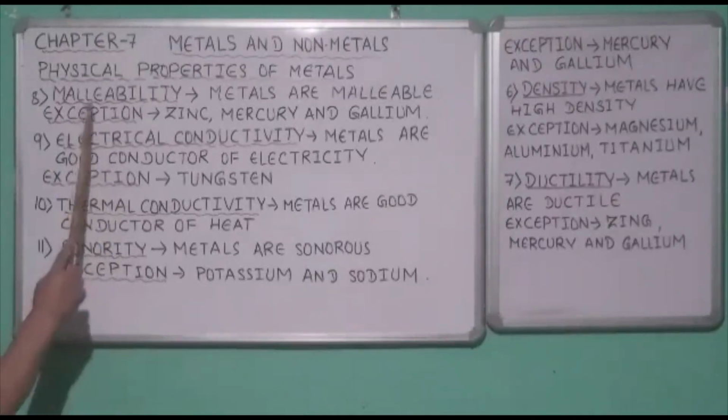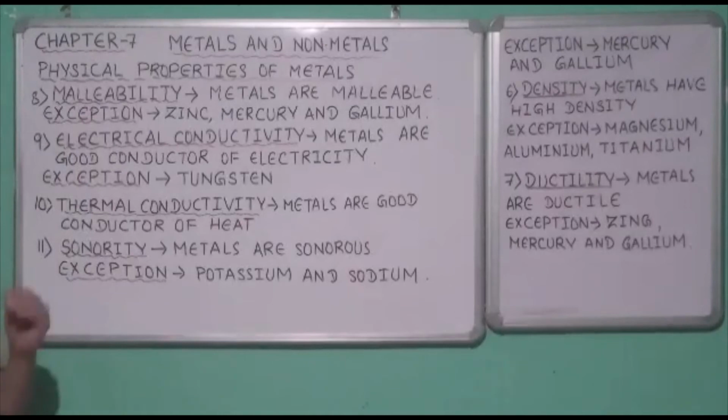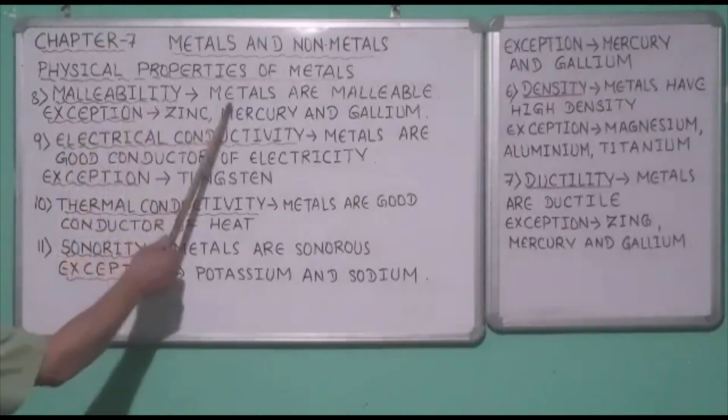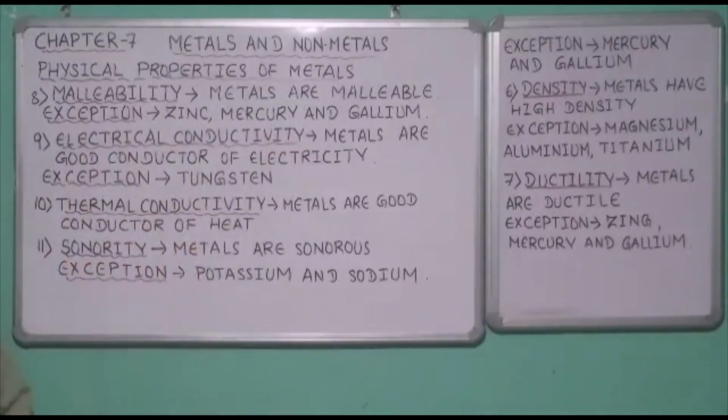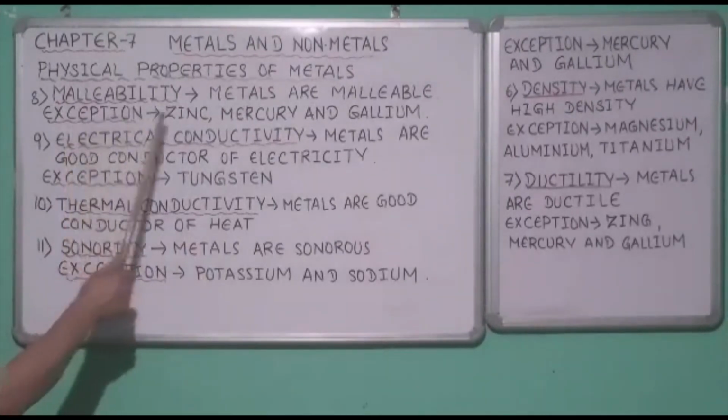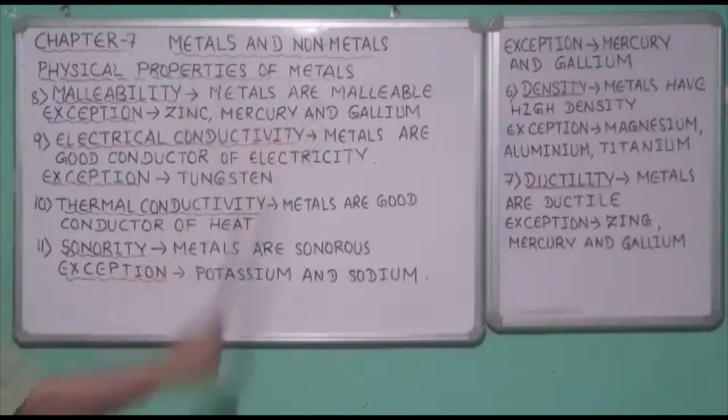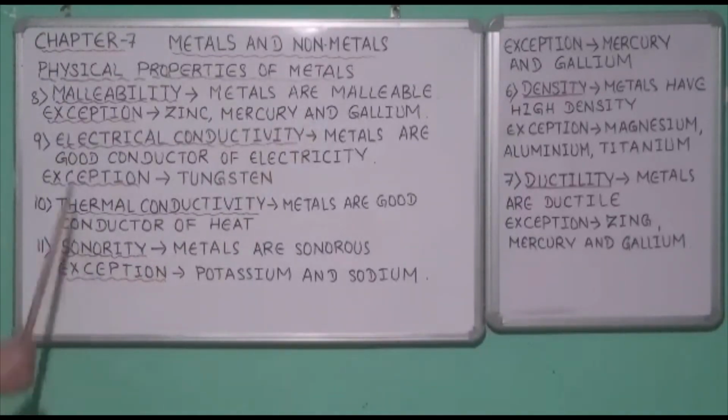Now next, malleability. Malleability is the property of substances in which they can be beaten into thin sheets without breaking them. Metals are malleable. Gold is the most malleable substance. Exception, zinc, mercury and gallium. These are non-malleable.